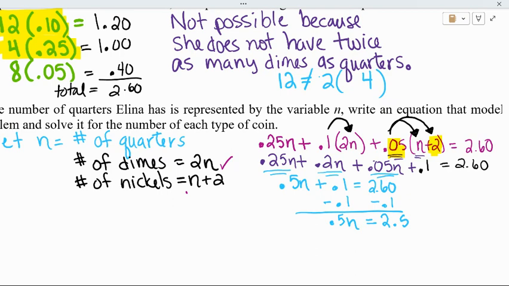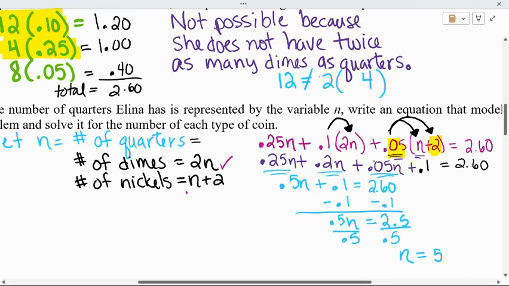I want you guys to have a calculator. So I'm going to divide this side by 0.5, and I'm going to divide this side by 0.5. So n equals 5. Did you guys get that? Okay. So how many quarters does she have? 5. She has 5 quarters.